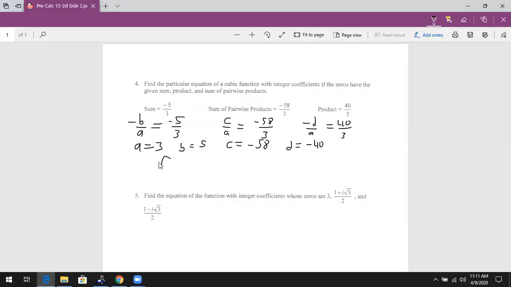So filling it in, f of x, our function, equals 3x cubed plus 5x squared minus 58x minus 40.